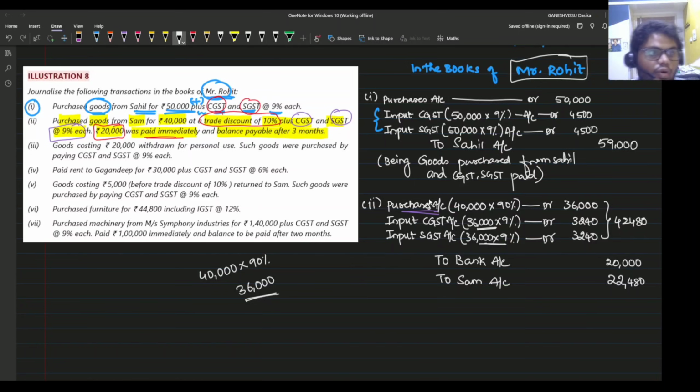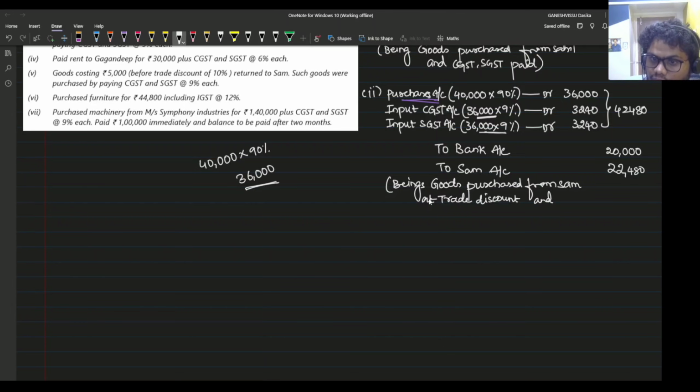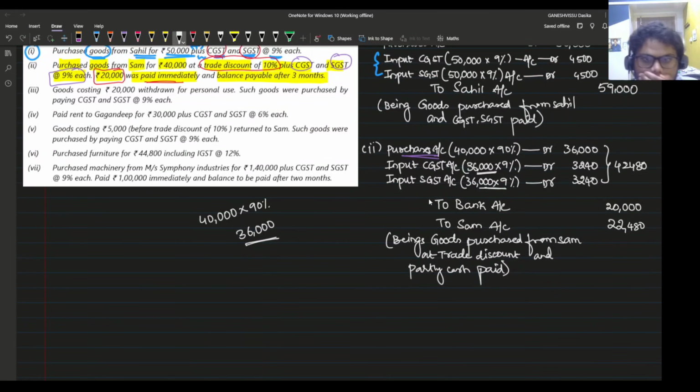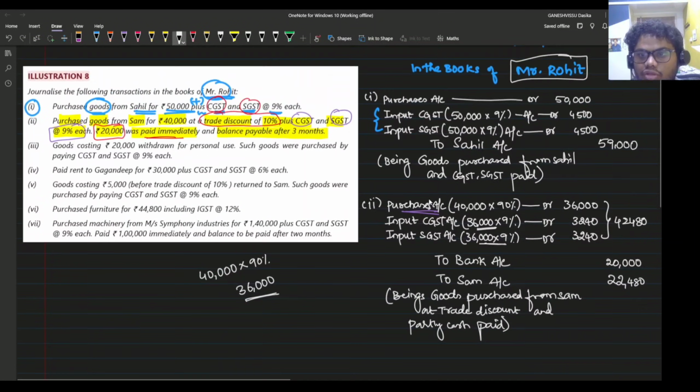So this is the transaction we are required to write. This is the journal entry. So being goods purchased from Sam at trade discount and partly cash paid. We can write anything. So this would be the narration. I think you have understood how we are going to write the journal entry for this one.